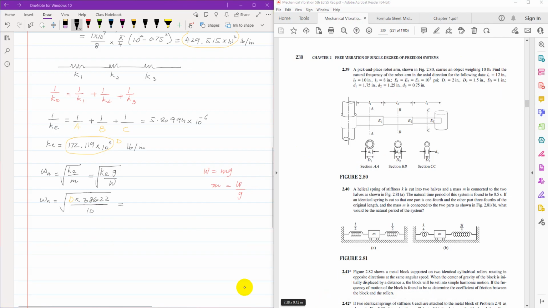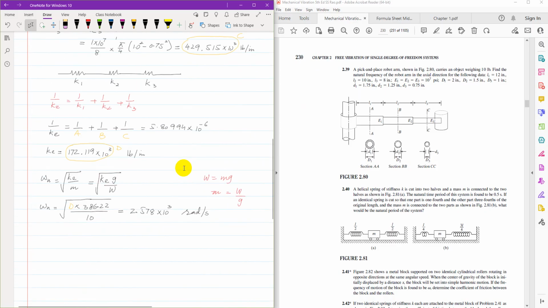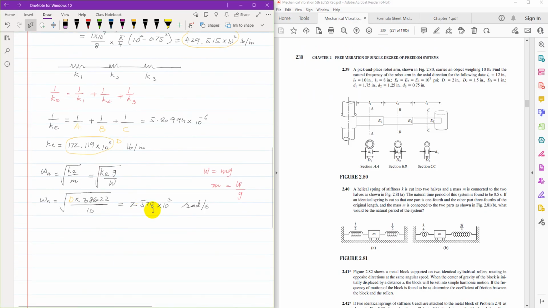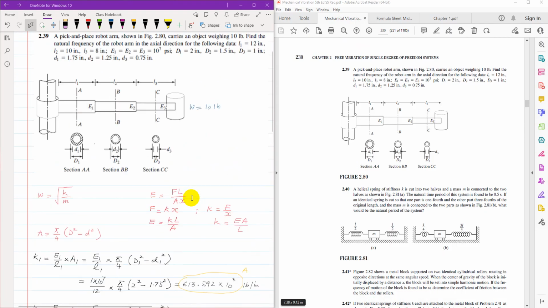Then the answer is 2.578 into 10 to the power 3, and its units are radians per second. So that is the answer to this question. The natural frequency comes out to be 2.578 into 10 to the power 3 radians per second. So that is the solution of this problem. Thank you very much for watching.